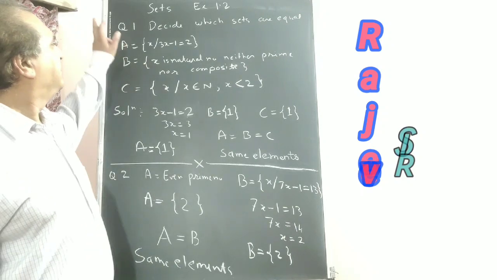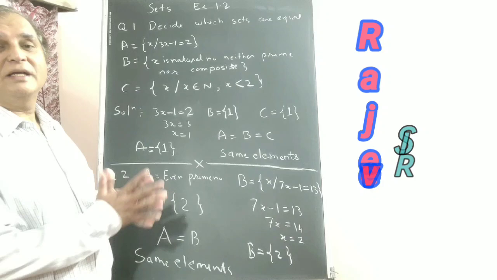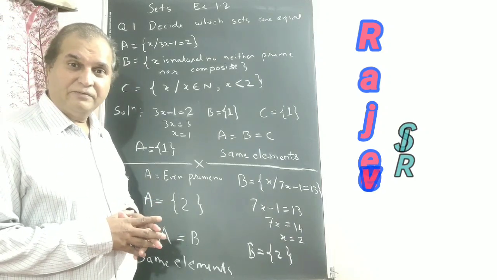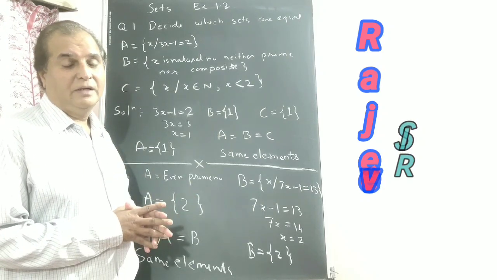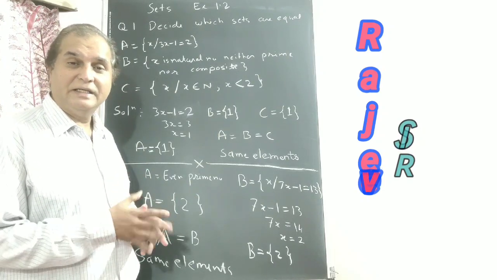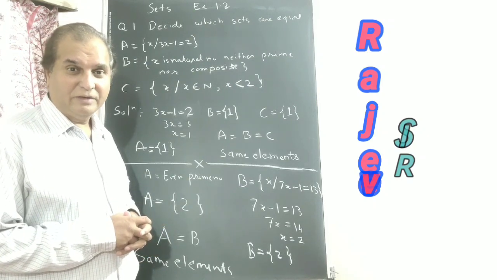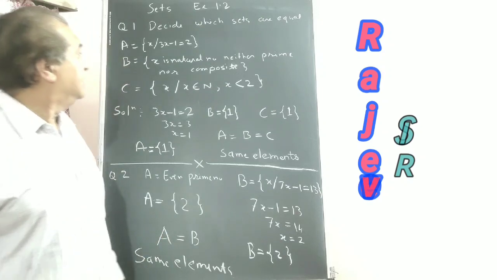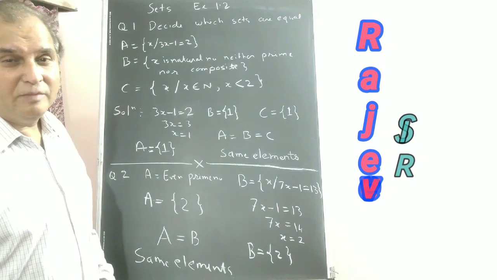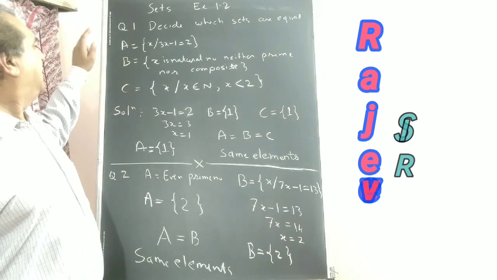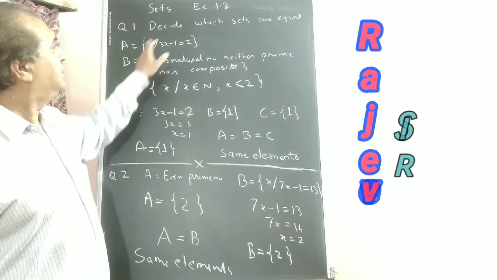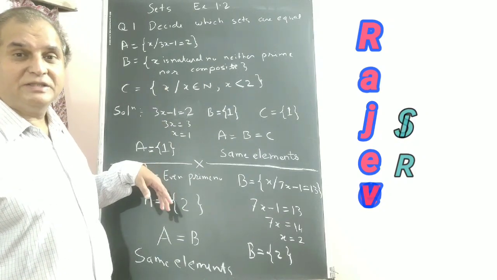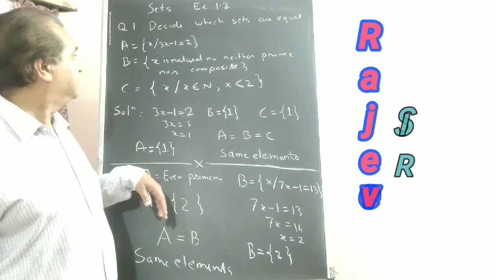This time I am telling you what equal sets are. Two sets are equal if all the elements are equal, and that you can decide by converting the set into list form. First convert to list form. Most of the times the rule method is given. See, A, B, C, three sets are given, and you have to decide which sets are equal. So we'll convert the sets to list form, and then only we can decide.